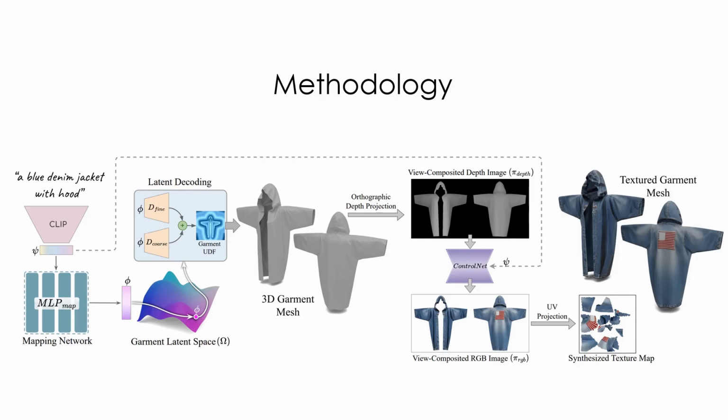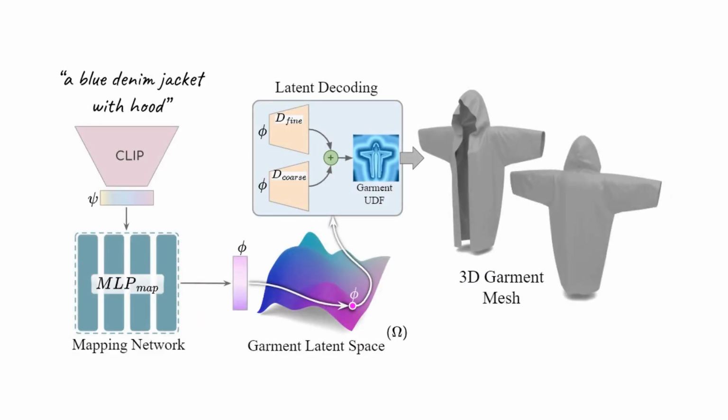We will now describe our methodology in detail. Given a text prompt, for example, a blue denim jacket with hood, we pass it to the text encoder of CLIP to obtain a CLIP embedding psi. This CLIP embedding is then passed to an MLP in order to map it to a suitable latent garment code phi, a vector defined on an already learned 3D garment latent space, omega.